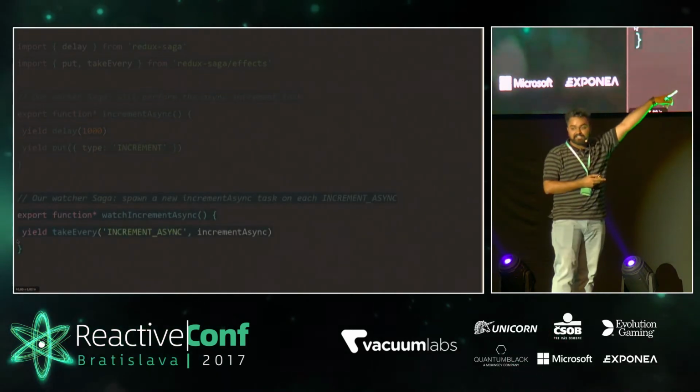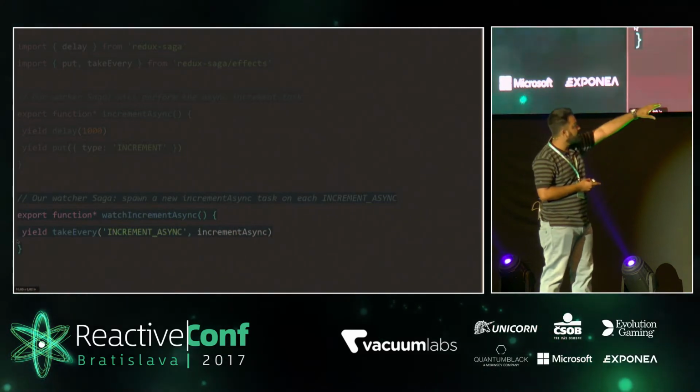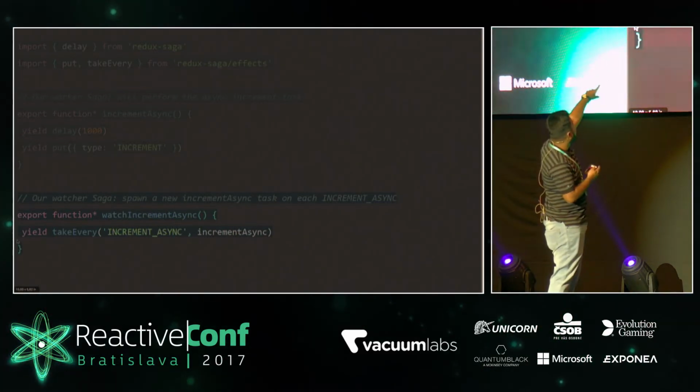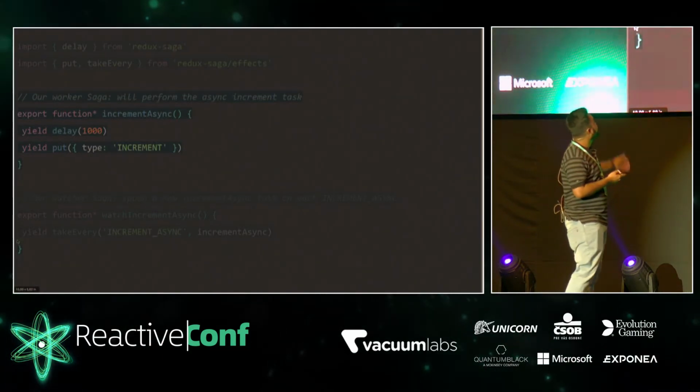So this is the watch increment async. Here I'm listening to this particular action, and whenever I encounter it, I'm dispatching the increment async generator, which I've written here. And this is a simple increment task. That's it, nothing else.